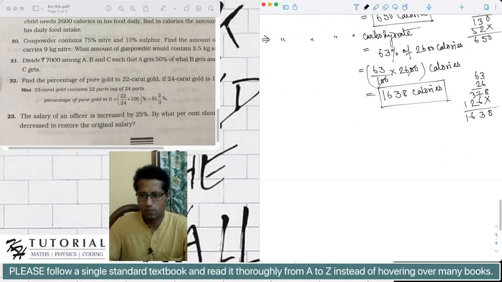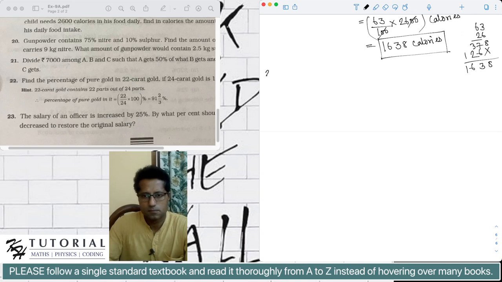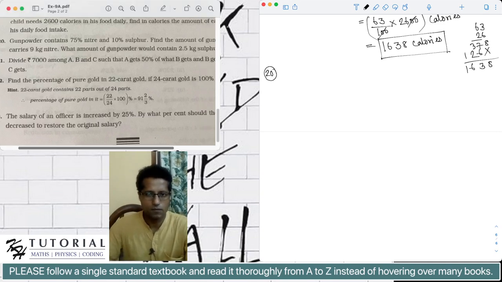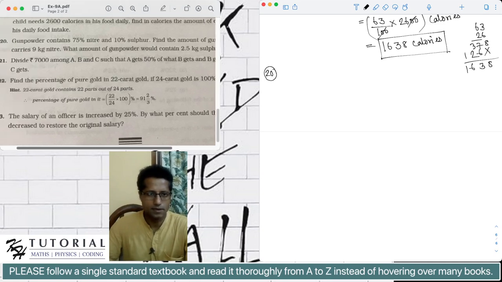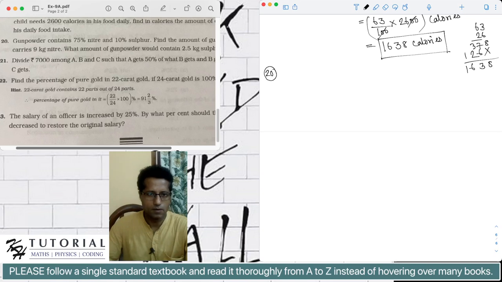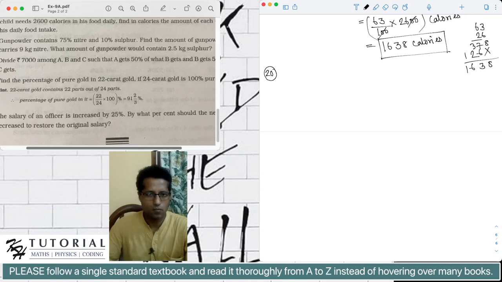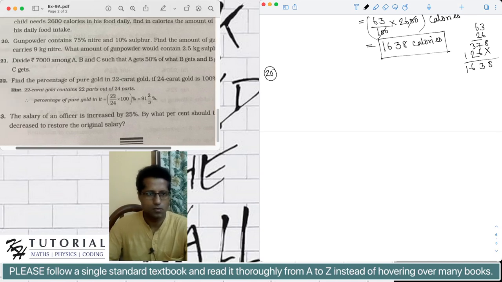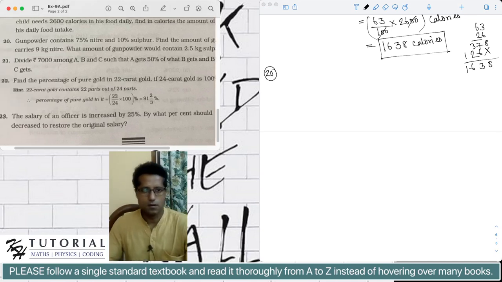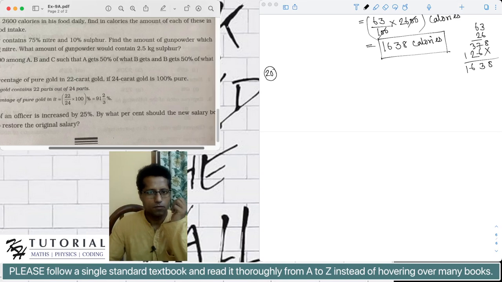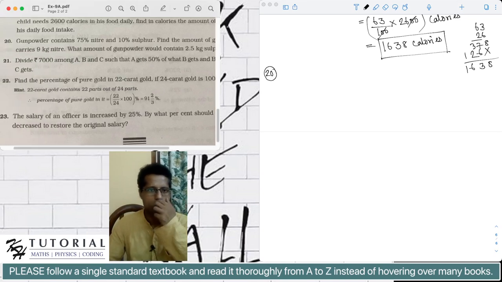Okay, let's do problem number 20. Gunpowder contains 75% niter and 10% sulfur. Find the amount of gunpowder which carries 9 kg niter. What amount of gunpowder would contain 2.5 kg sulfur? Okay. So the percentage of niter and sulfur in gunpowder is given to be 75% and 10%. Now find the amount of gunpowder which carries 9 kg of niter.